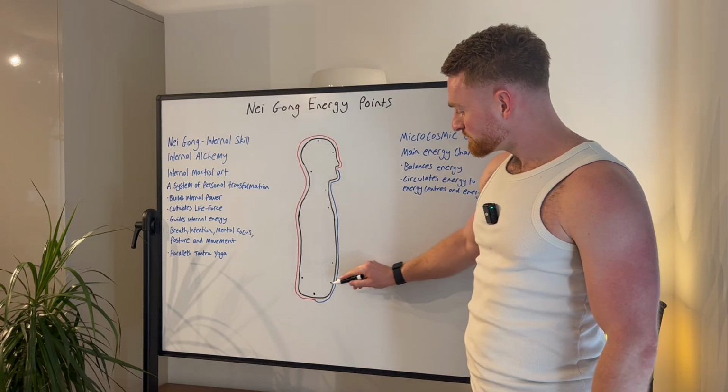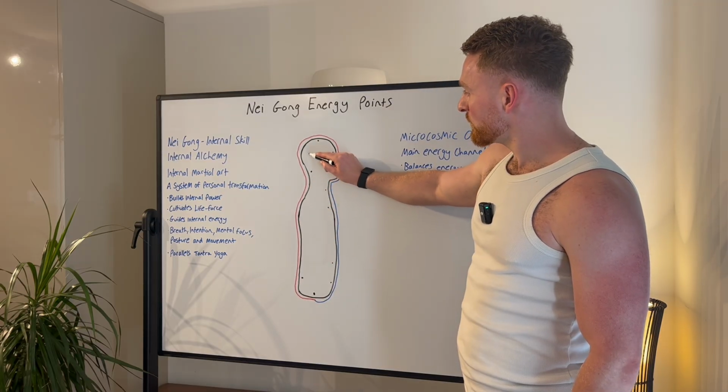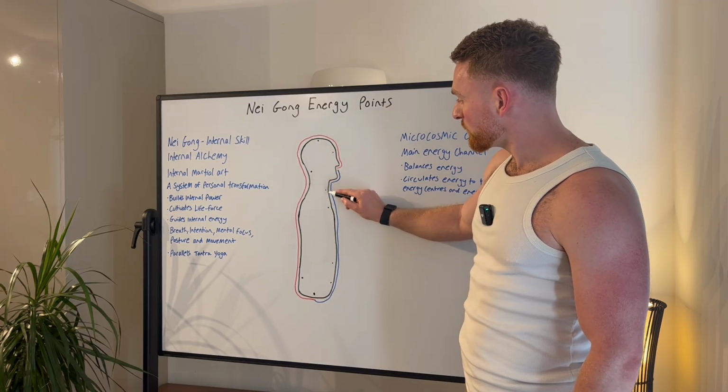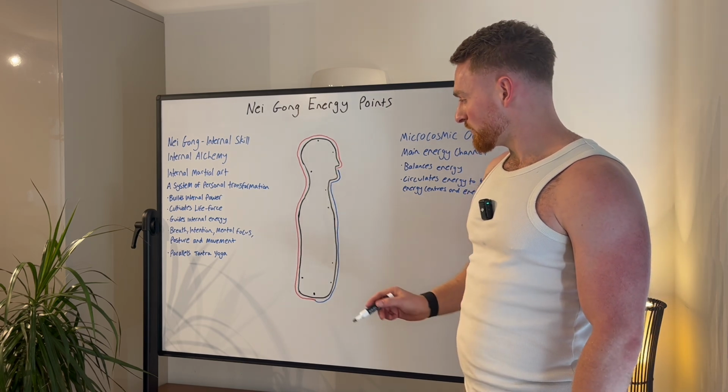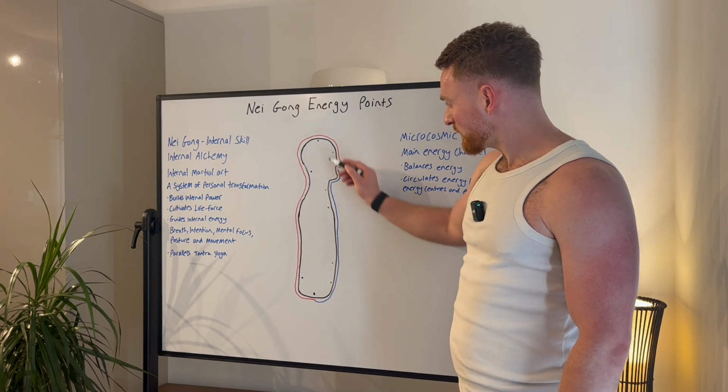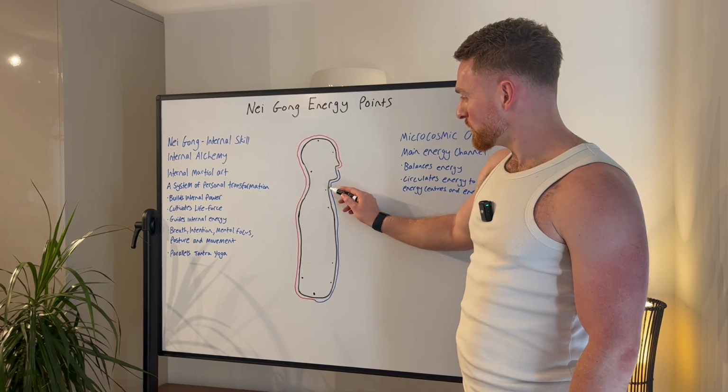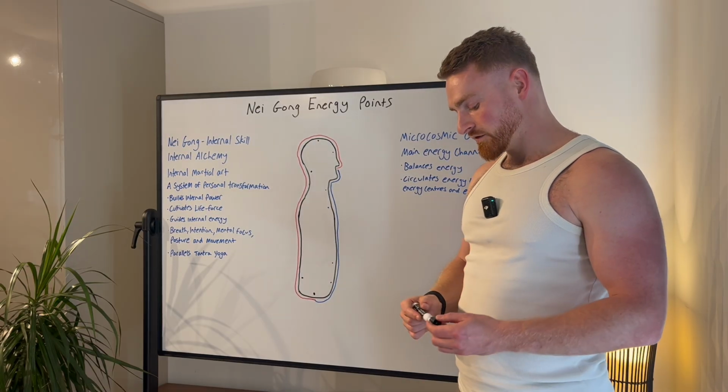So as you can see, these energy points start to create this circuit of the microcosmic orbit. And like I said, there are more points, but these are the most potent ones to focus on. As you start to bring your mind and your attention towards these points, they will begin to activate.